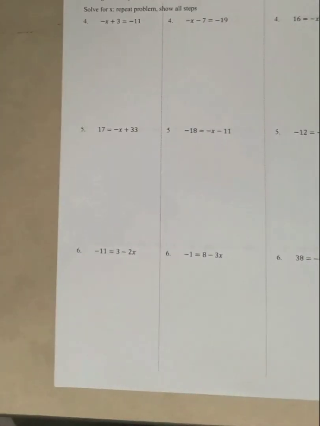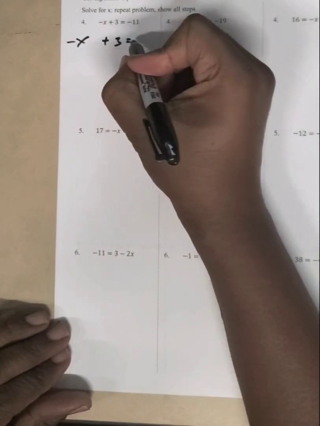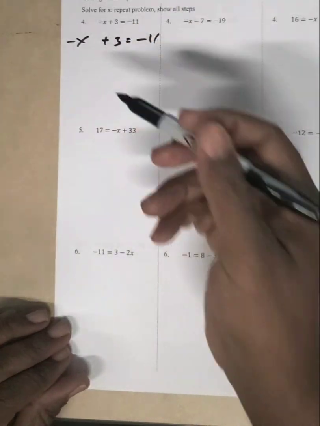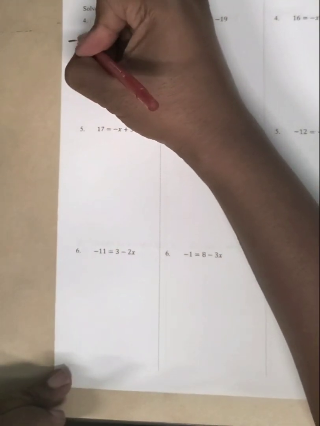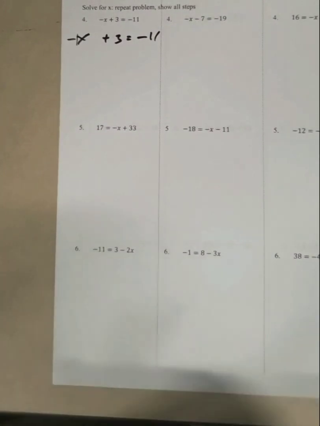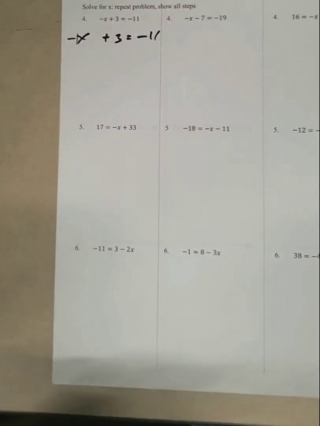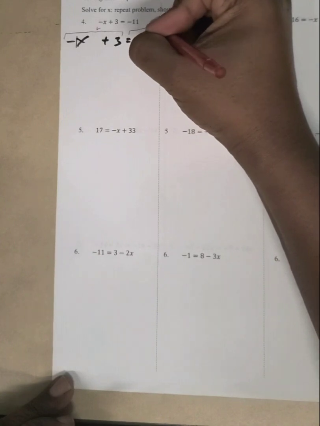Okay, number 4, which is negative x plus 3 equals negative 11. What I'm going to include in this is that you see there's no number here. So when there's no number, it's called an understood 1. So I'm going to put a 1 here between the negative and the x. So we have a number there. And we'll proceed. This is the left side right here of the equation. All of this is the right side.